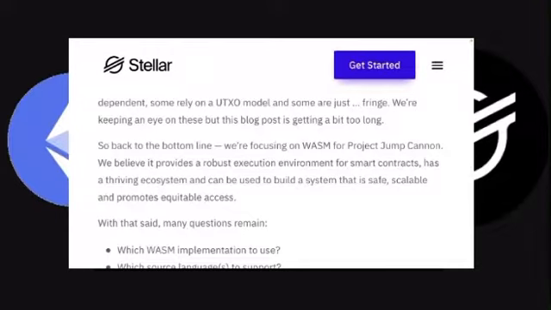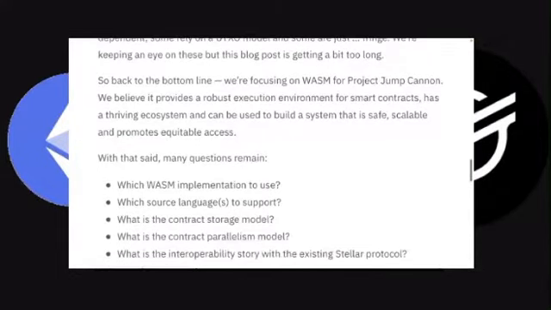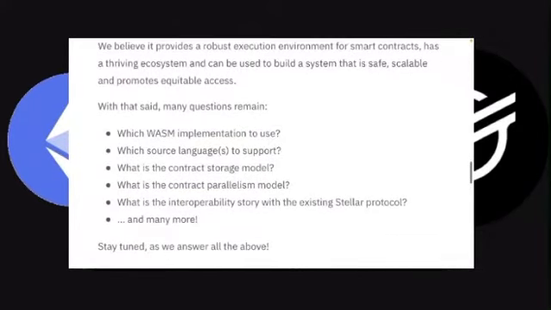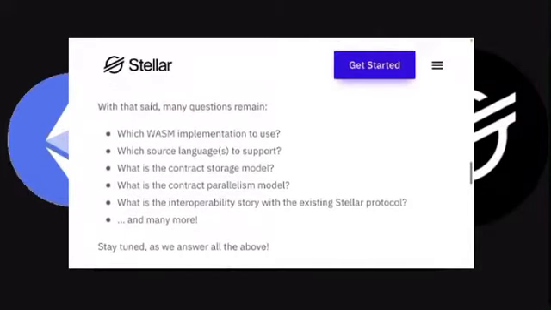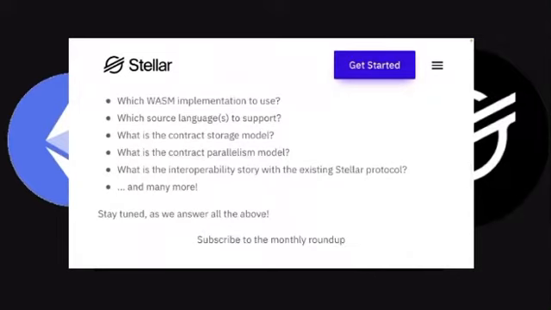So back to the bottom line, we're focusing on WASM for Project Jump Cannon. We believe it provides a robust execution environment for smart contracts and a thriving ecosystem, and can be used to build a system that is safe, scalable, and promotes equitable access. With that said, many questions remain: which WASM implementation to use, which source languages to support, what is the contract storage model, what is the contract parallelism model, what is the interoperability story with the existing Stellar protocol, and more.